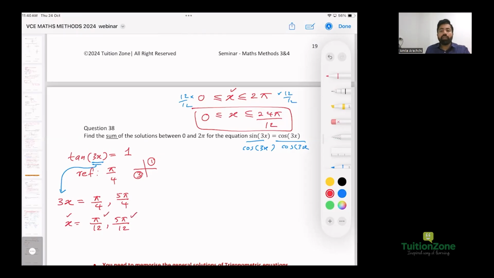How do you find more answers? Wasn't it plus or minus the period for the question? Okay, so plus or minus the period. For this question, what's the period?